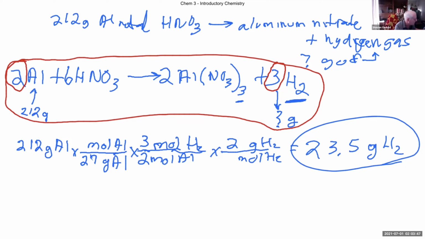All right, now we have to make it a little harder. Everybody understands this so far, right? Yeah. Okay, we gotta try to confuse you a little bit. Because what we've assumed is we have enough of both of these to react. What if one of these ran out?